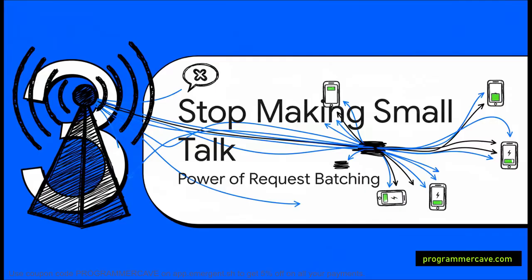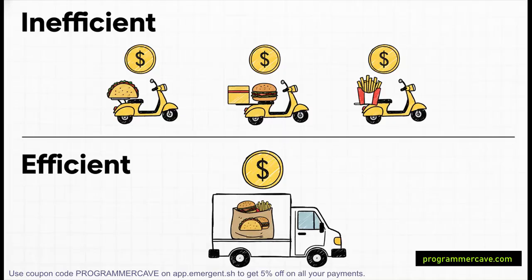Okay, so if every single request forces the radio to wake up and pay this big energy tax, the solution seems obvious, right? Make fewer requests. And that brings us to our next big idea: stop making small talk. It's all about fighting the chattiness of your app with smart request batching. This is the key takeaway here. There is no such thing as a small request on a mobile network.